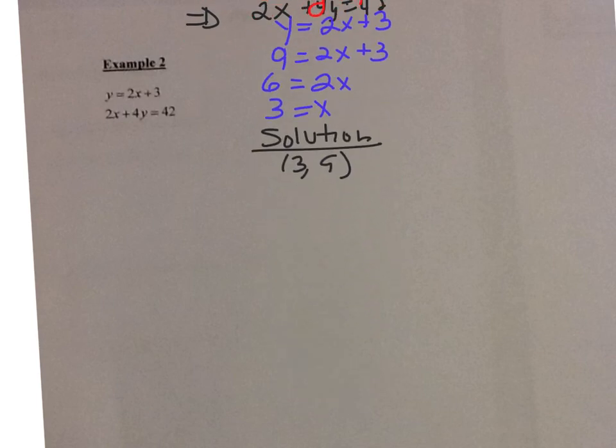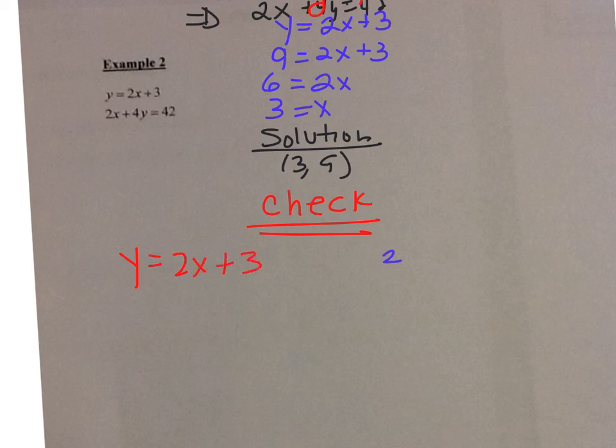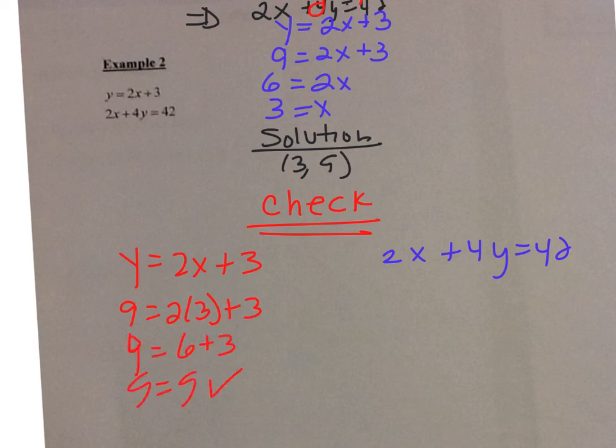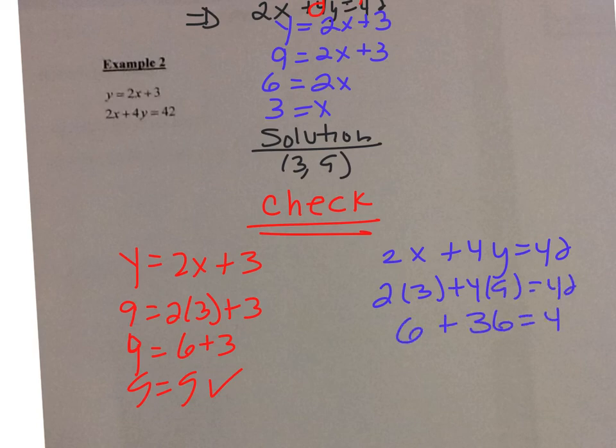All right, so now what I want to do is I want to check. So I'm going to plug it into y equals 2x plus 3 and 2x plus 4y is equal to 42. So I have 9 equals 2 times 3 plus 3. 9 equals 6 plus 3. 9 equals 9, and that checks. And the other one is 2 times 3 plus 4 times 9 equals 42. 6 plus 36 equals 42. 42 equals 42. And that checks.